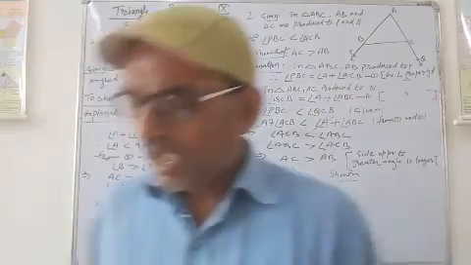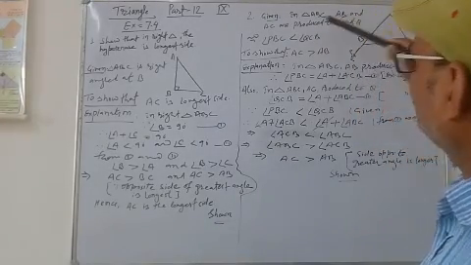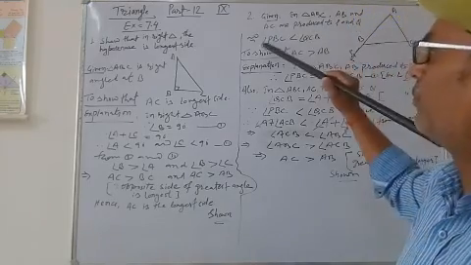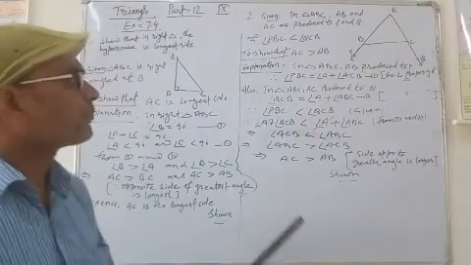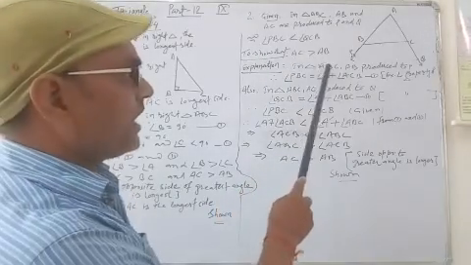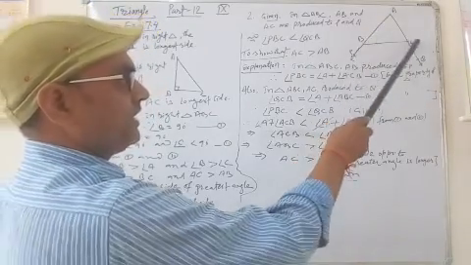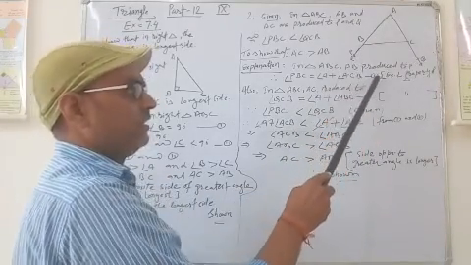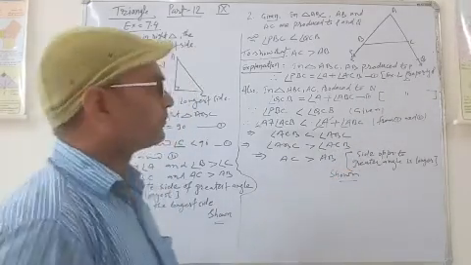According to the question, this one is the diagram. In triangle ABC, AB and AC are produced to P and Q. Angle PBC is less than angle QCB. We have to show that AC is greater than AB. So first of all, in triangle ABC, since AB is produced to P, therefore angle PBC is equal to angle A plus angle ACB. Let this be equation 1, exterior angle property of triangle.